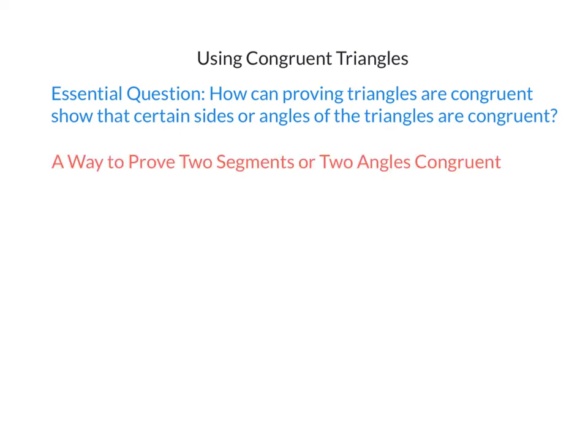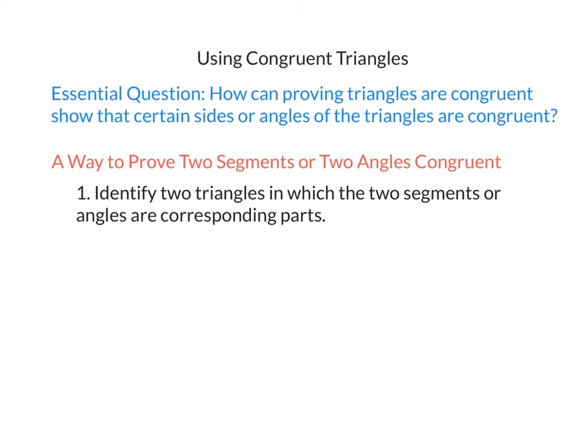So, how can we go about using congruent triangles? What I'm going to tell you here is a few steps for a way to prove 2 segments or 2 angles congruent. So the first thing you have to do is identify 2 triangles in which the 2 segments or angles are corresponding parts.